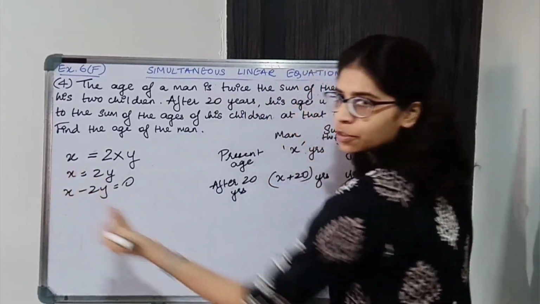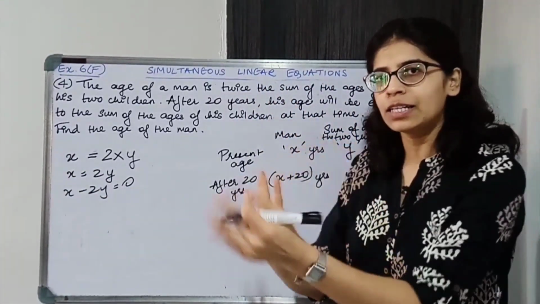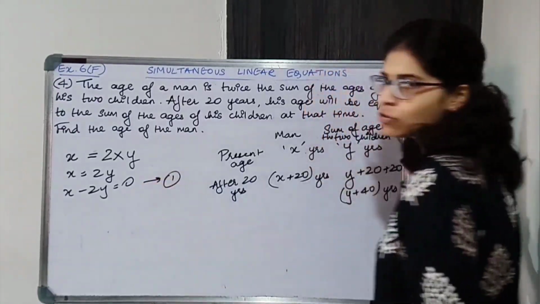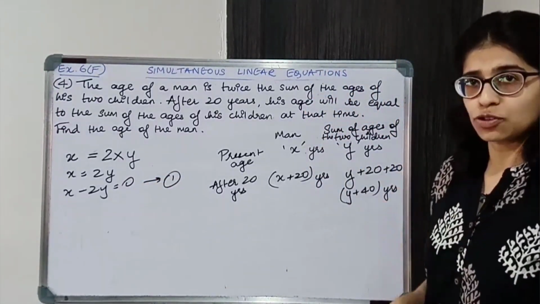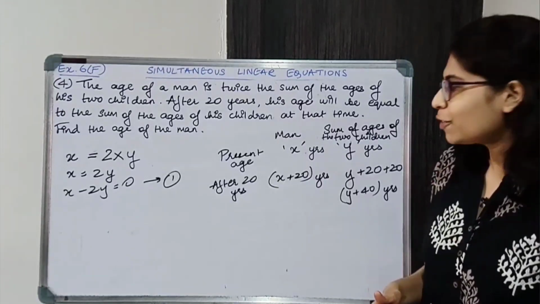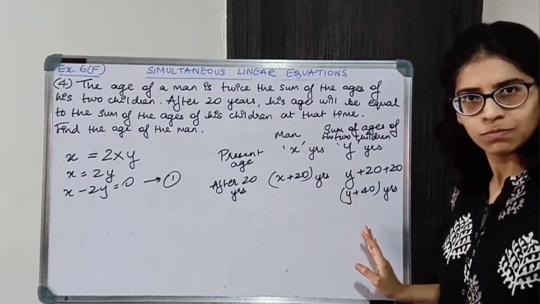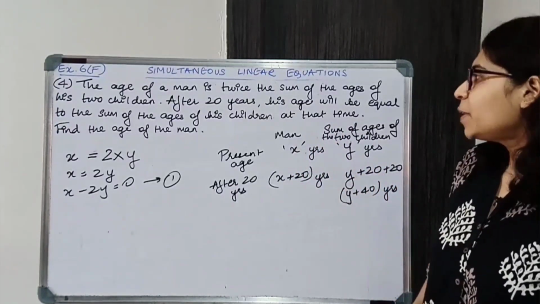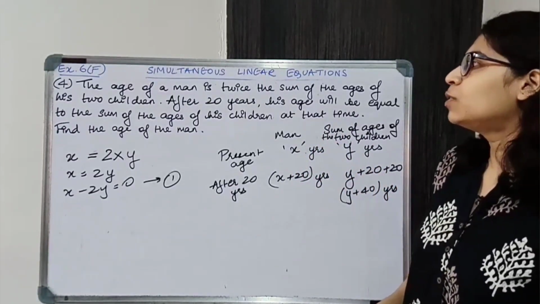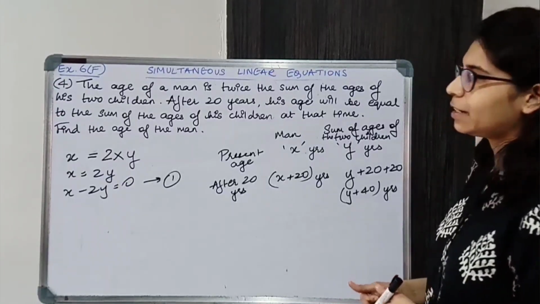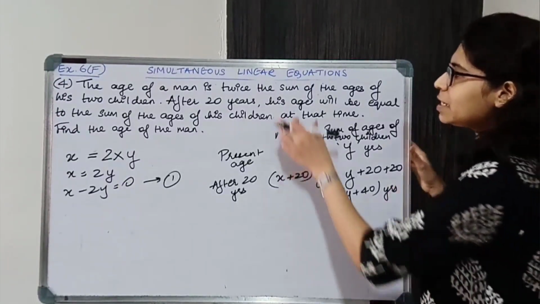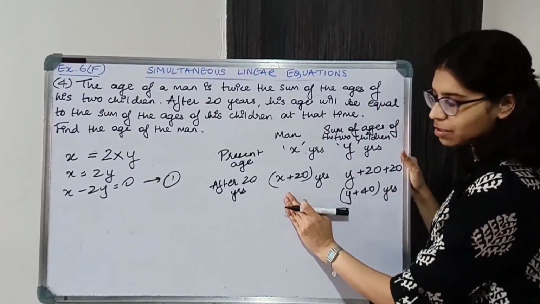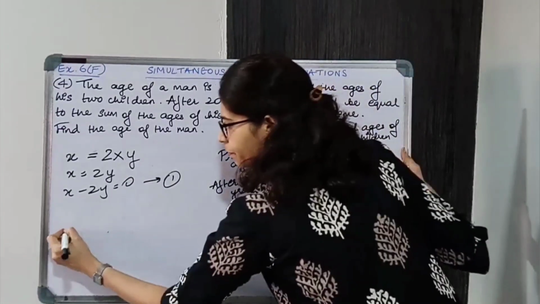We'll shift the y term over here. We'll keep x and y on the LHS always. Okay? So this is the first equation. Second equation, after 20 years. So after 20 years we'll consider these ages. This is the reason we formed the table at the beginning. After 20 years his age will be equal to the sum of the ages of his children at that time. After 20 years his age, meaning the man's age. What is the age of the man after 20 years? x plus 20.